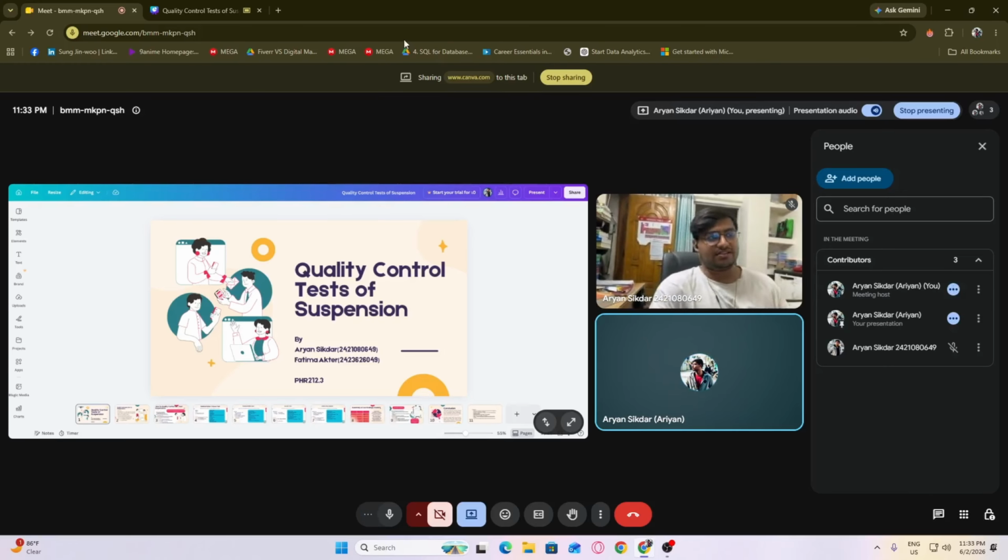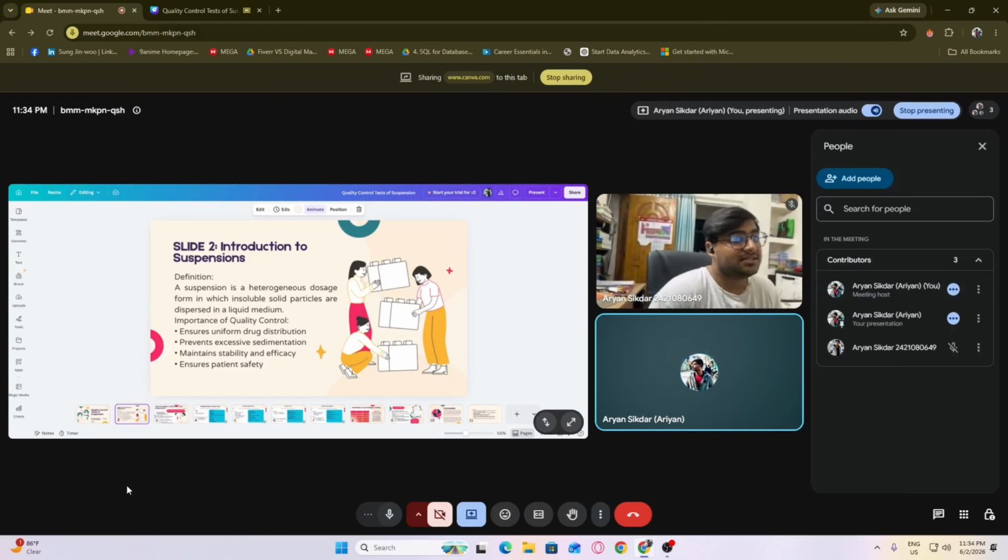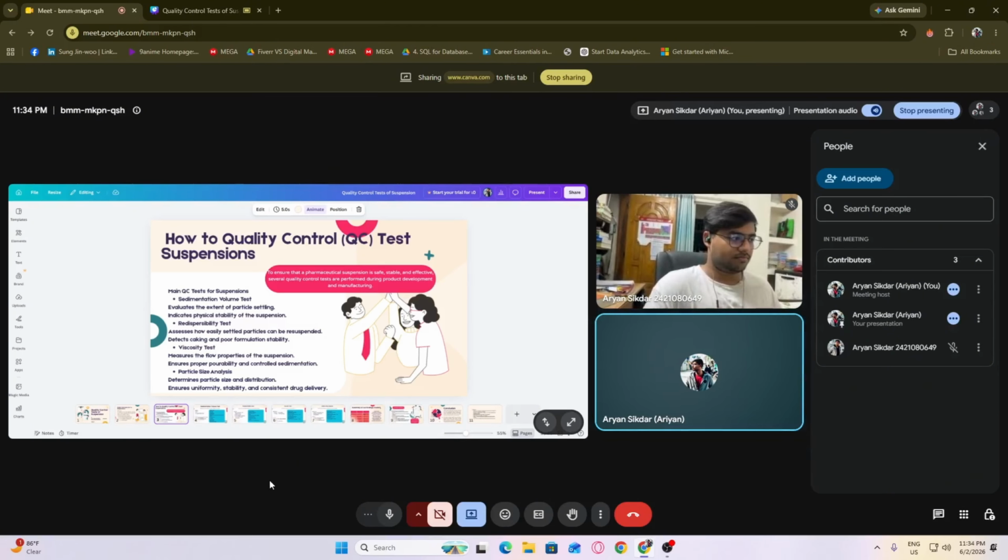Next slide, please. What is a suspension? A suspension is a heterogeneous dosage form in which insoluble solid particles are dispersed in a liquid medium. Because these particles are not dissolved, they tend to settle during storage. Therefore, quality control testing is necessary to ensure uniform drug distribution, maintain stability, prevent excessive sedimentation, and ensure patient safety and therapeutic effectiveness.